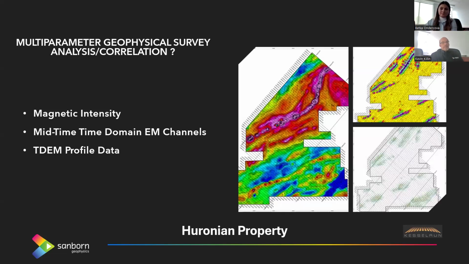This survey data set was done for Kessel Run Resources, and I would like to thank them for the use of their data. The data set is surrounded on three sides by other recent geophysical surveys. The survey was approximately 500 line kilometers. This was a TDEM mag survey, and it was of high quality, where we got good data results down to approximately 450 meters.